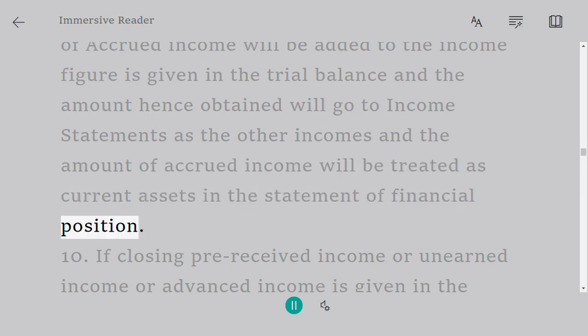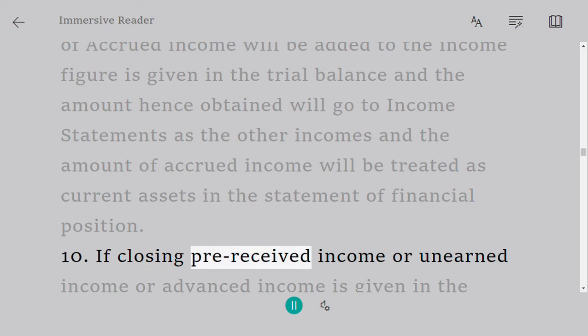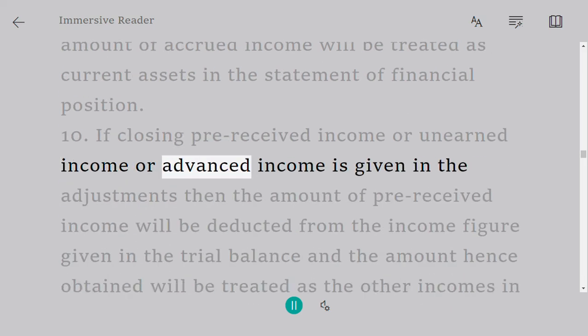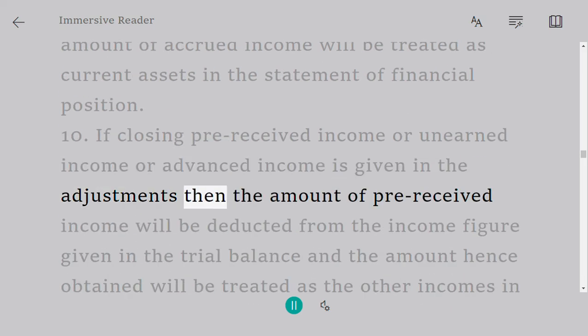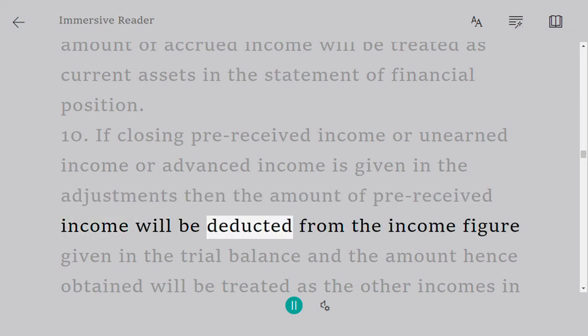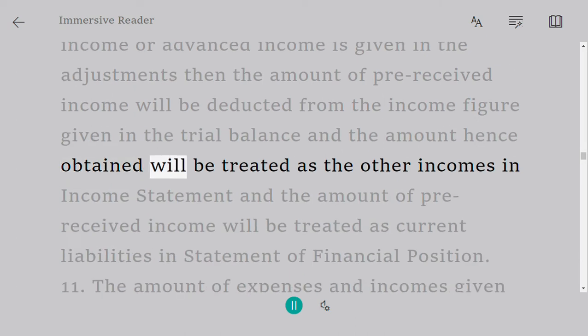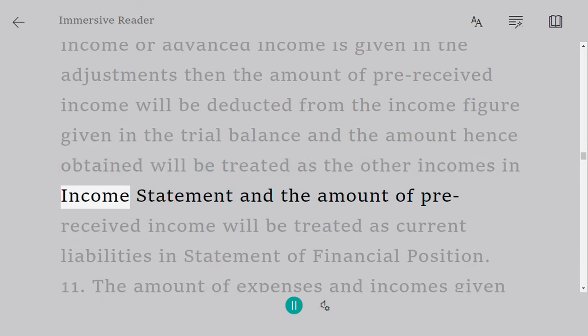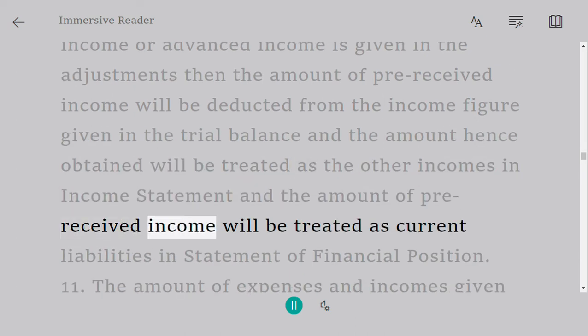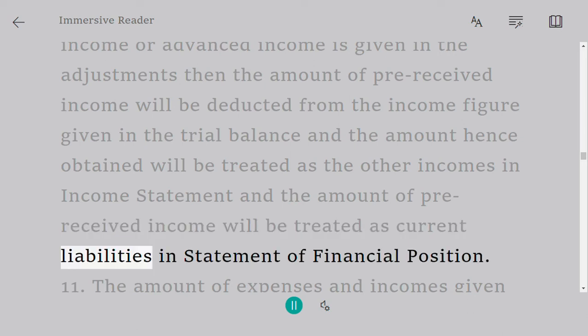10. If closing pre-received income or unearned income or advanced income is given in the adjustments, then the amount of pre-received income will be deducted from the income figure given in the trial balance, and the amount hence obtained will be treated as other incomes in the income statement, and the amount of pre-received income will be treated as current liabilities in the statement of financial position.